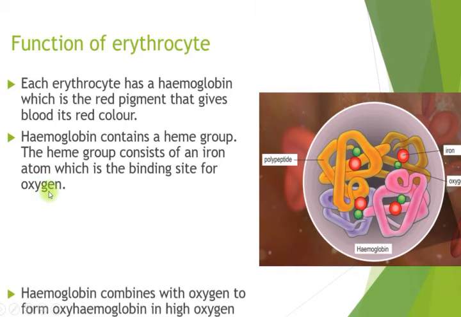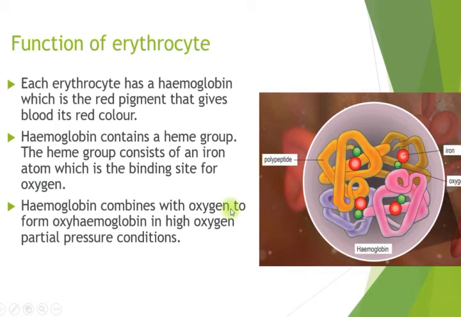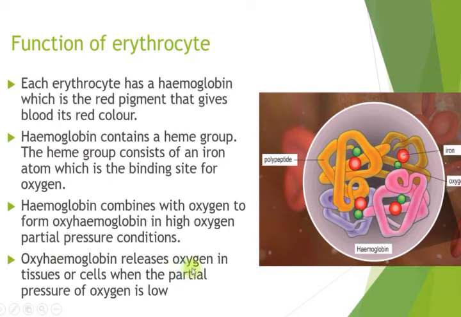The hemoglobin combines with oxygen to form oxyhemoglobin in high oxygen pressure conditions. So what is the oxyhemoglobin? That refers to the oxygen that is combined with the hemoglobin. Oxyhemoglobin releases oxygen in tissues or cells when the partial pressure of oxygen is low. When the oxyhemoglobin reaches the cell, it will break down and the oxygen will diffuse into the body cells.